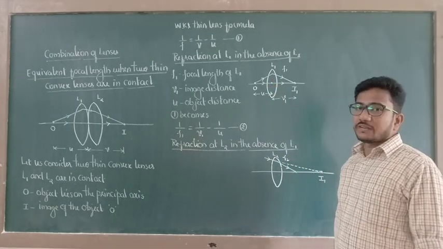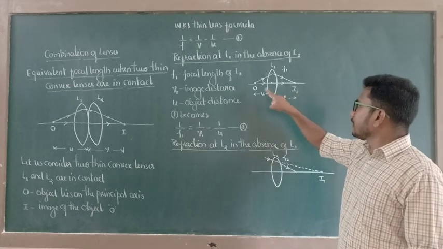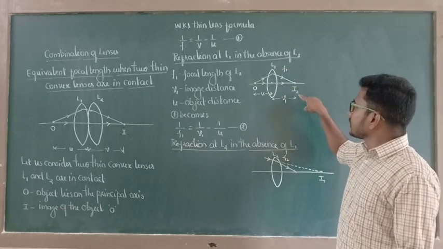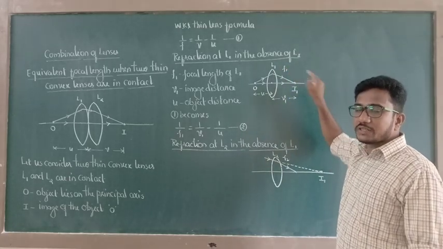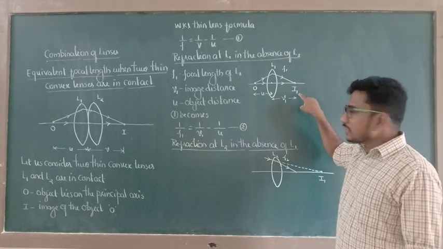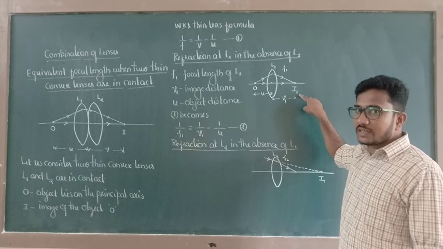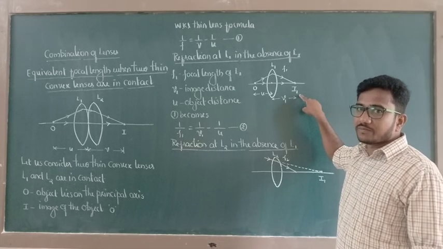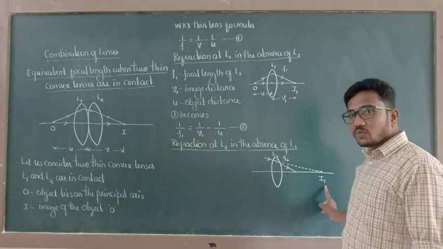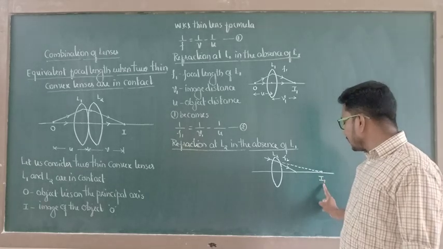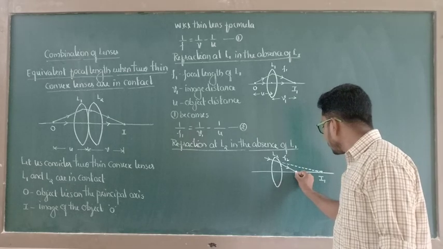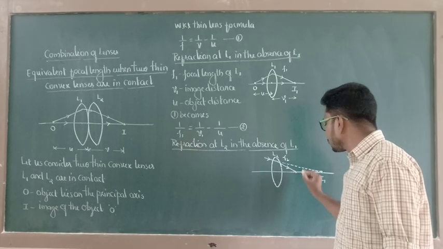Therefore, in the presence of L1, I1 is the image of this real object. Therefore, in the absence of L1, this image acts as a virtual object. If L1 is not there, then I1, the image, acts as a virtual image, as a virtual object. Therefore, for refraction at L2, I1 acts as a virtual object. And finally, the image of I1 lies at this point.